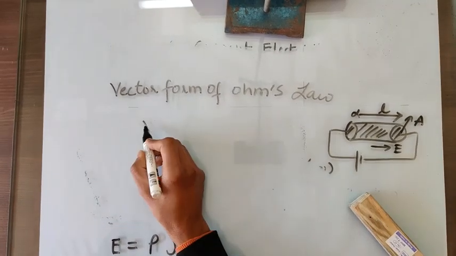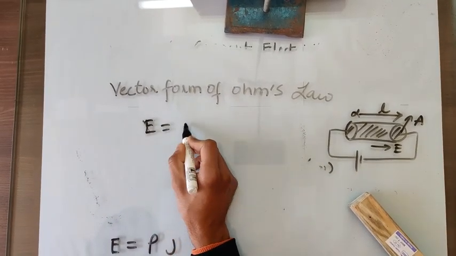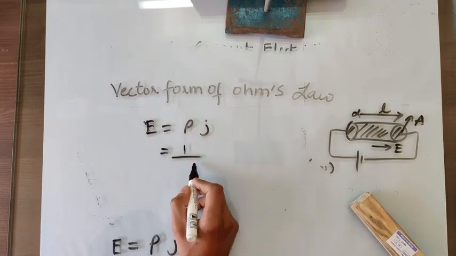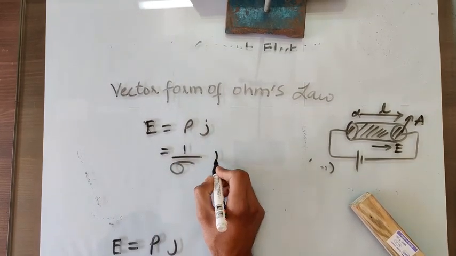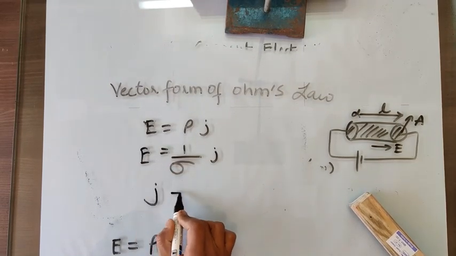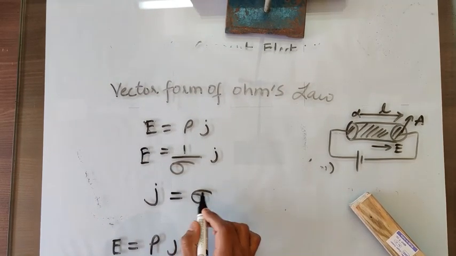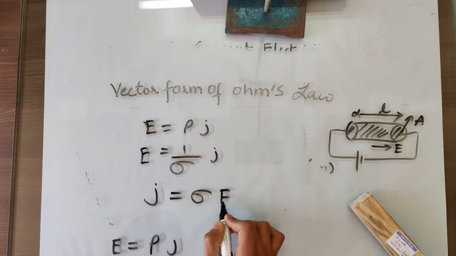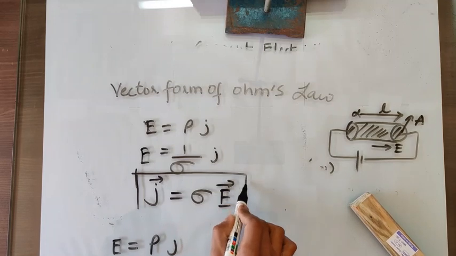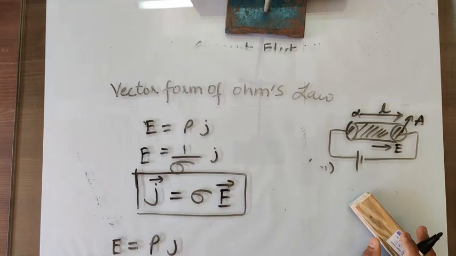So E equals rho J, and rho is equal to 1 upon conductivity. So J is equal to sigma E. This is the microscopic form of Ohm's law. J equals sigma E.